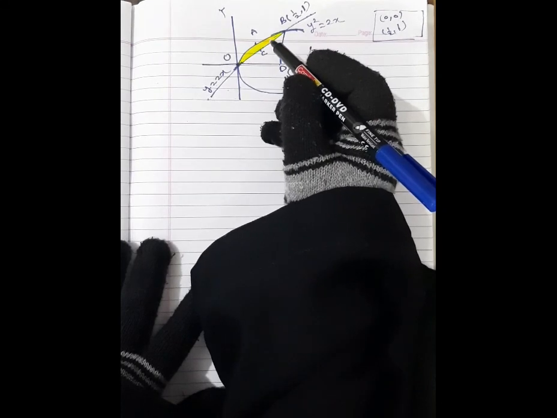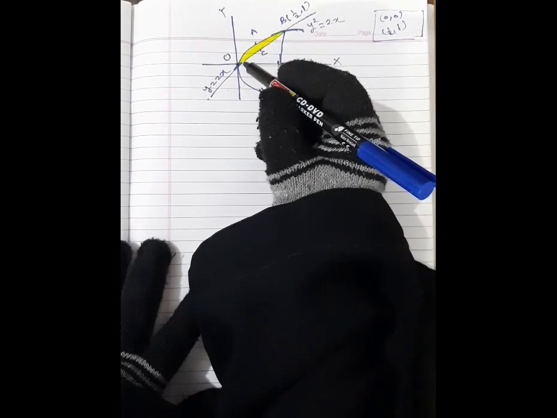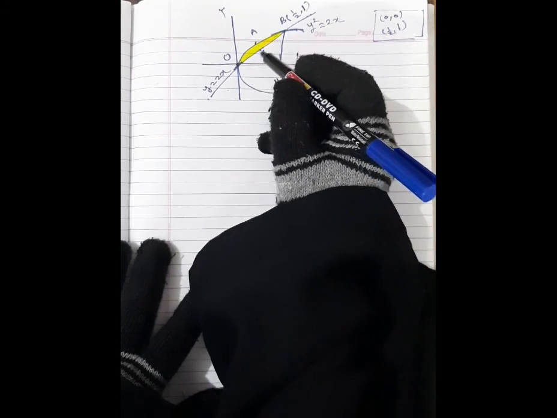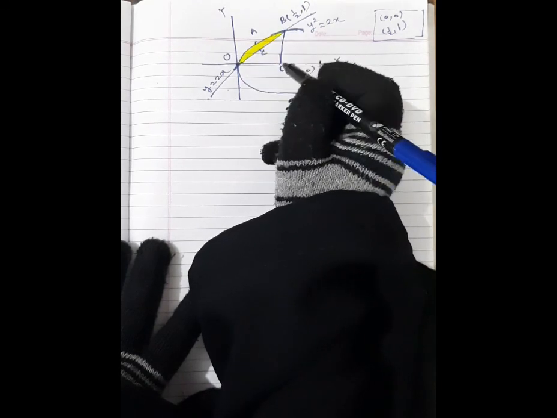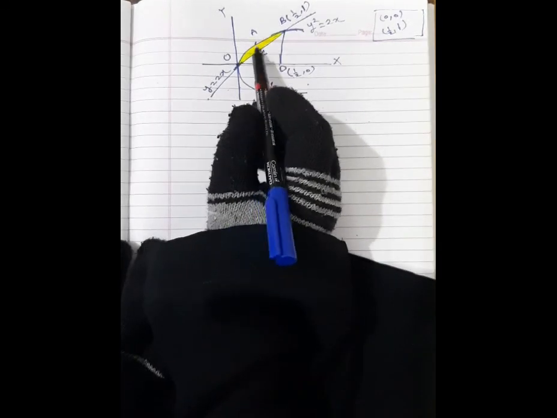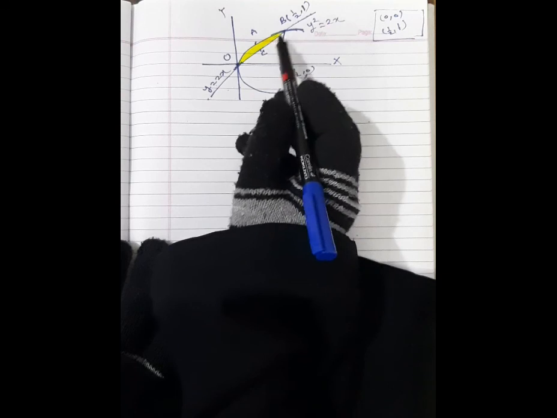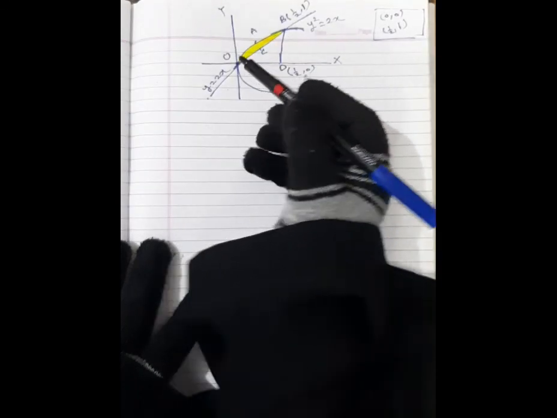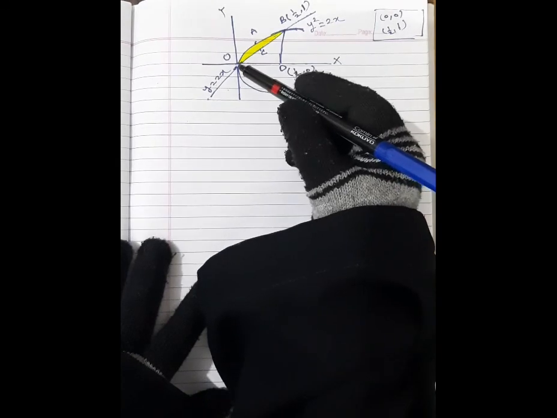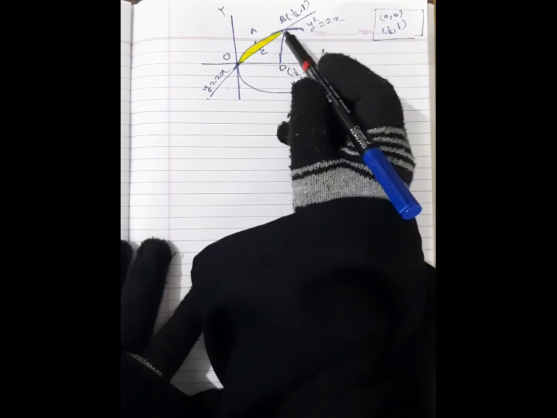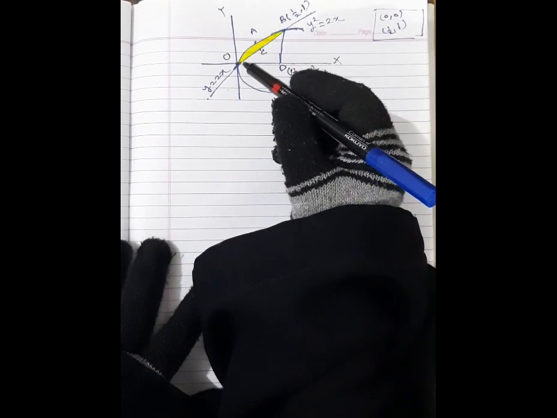So here we'll find the area of the bounded region OABCO. Here we have marked all the points. So here we'll find the area of this bounded region, this shaded part. So here students, how to find this area? This area is the area of region OABCO, this shaded region.